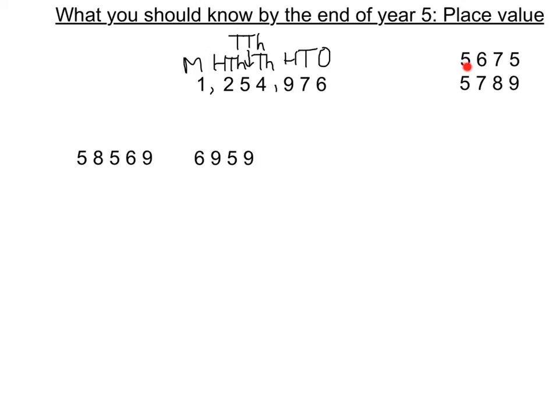These numbers both have 5,000, so now we move along to the next column. This number has 700s, this number has 600s, therefore the bottom number here, 5,789, must be the next biggest number. And lastly, 5,675.